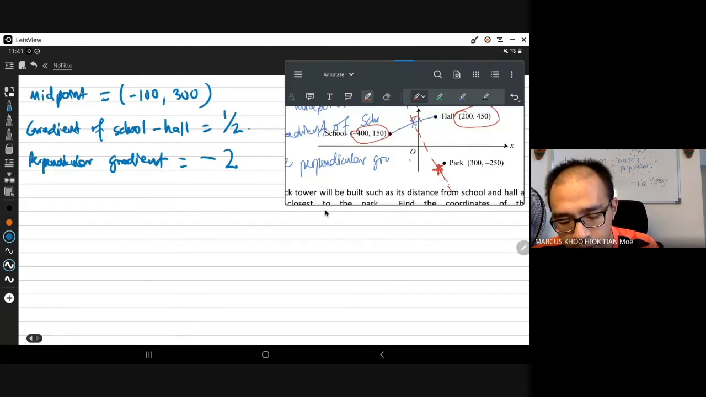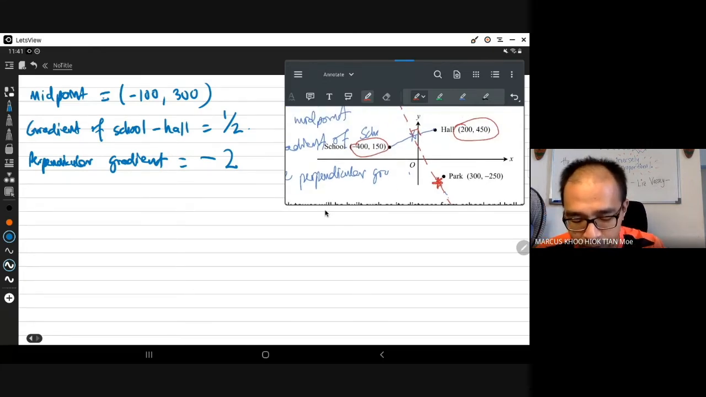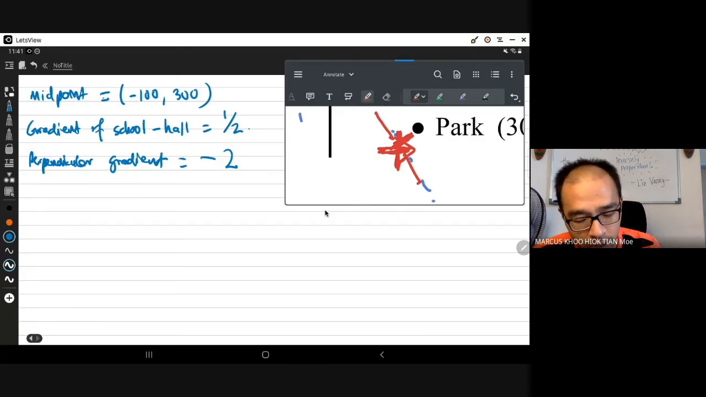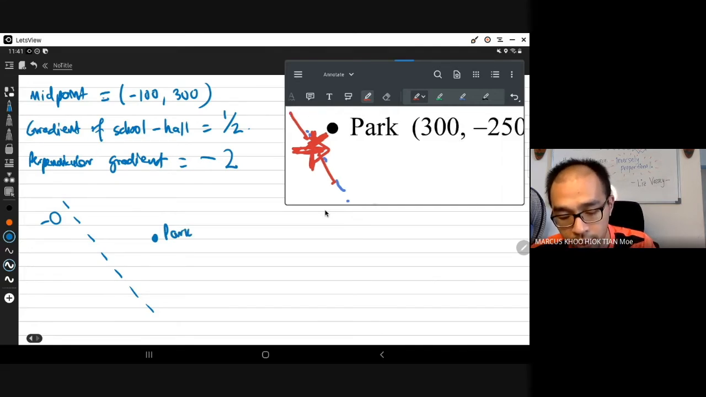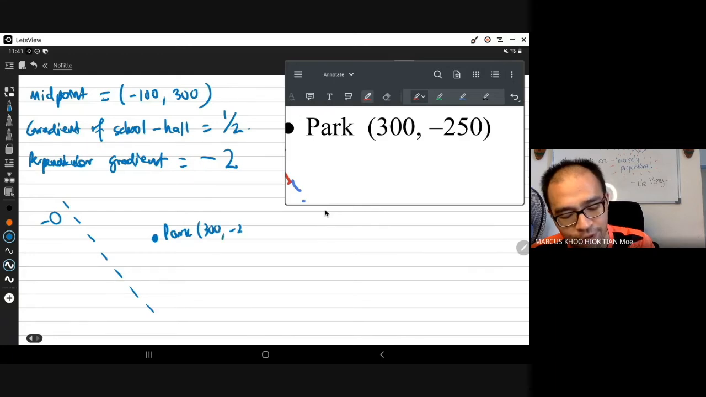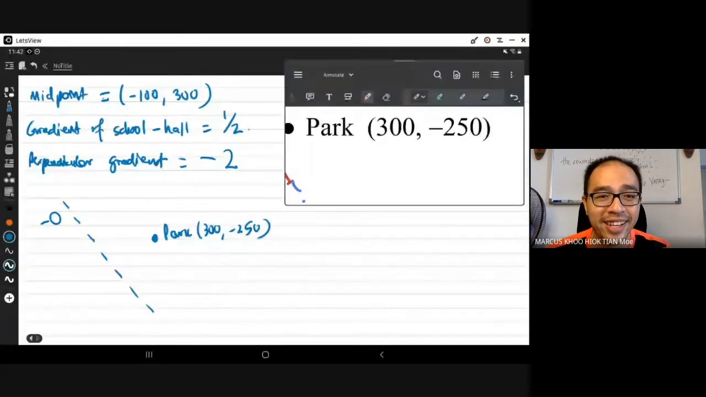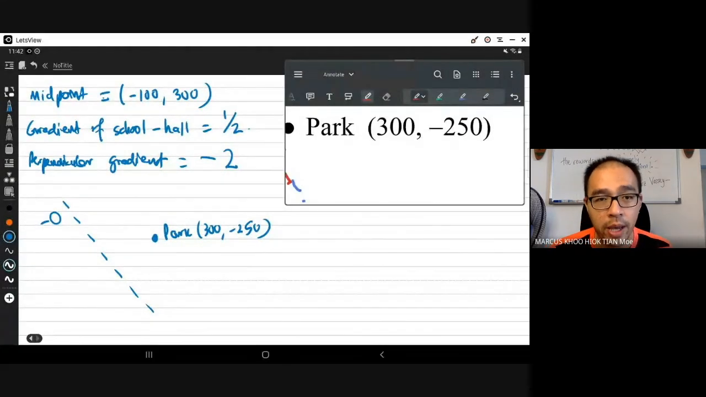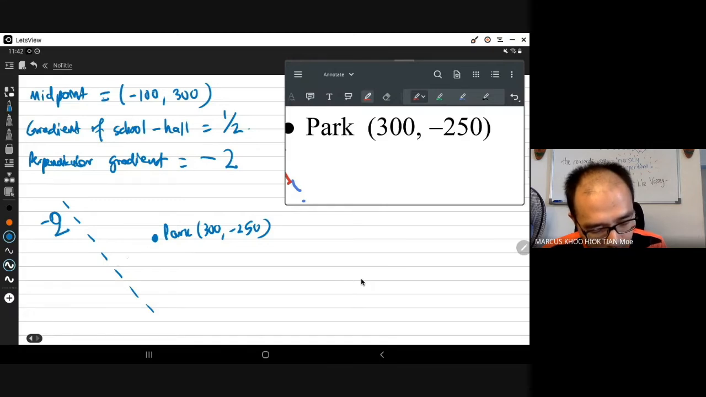My question to you is, let me draw this out here. We know that this one, the gradient is negative 2. And we know that the park is here. The park is how much? 300 and negative 250. So in order for me to build the clock tower, it must be here. It must be perpendicular to the park.